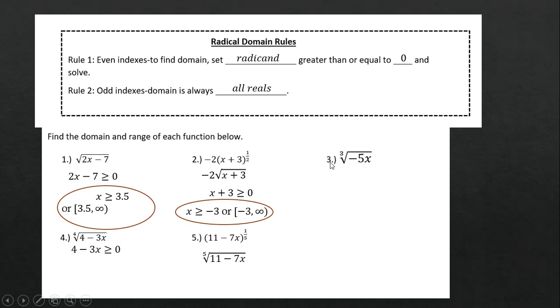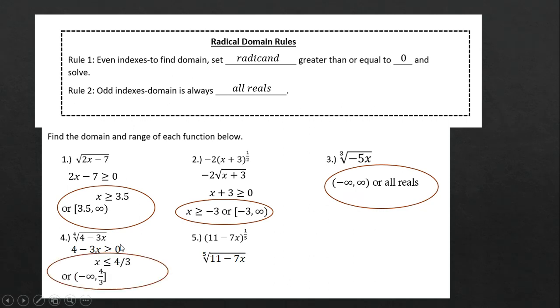Number 3, I don't have to do any work at all because it's an odd index, so I just write all reals. Number 4 is a fourth root, so I do have to go ahead and use that greater than or equal to 0, and we're going to get x less than or equal to 4/3. And if you want to do interval notation, it'd be -infinity to 4/3.